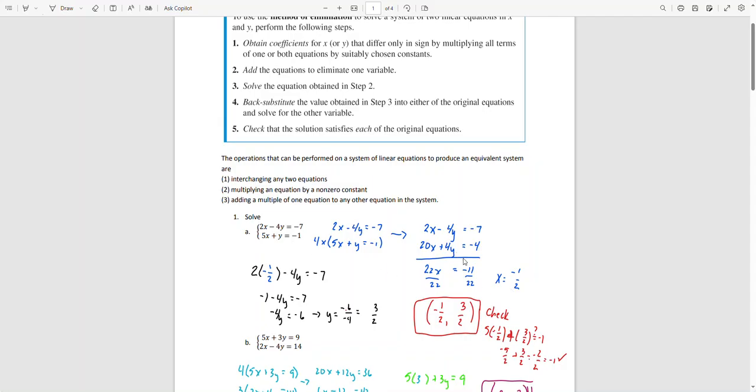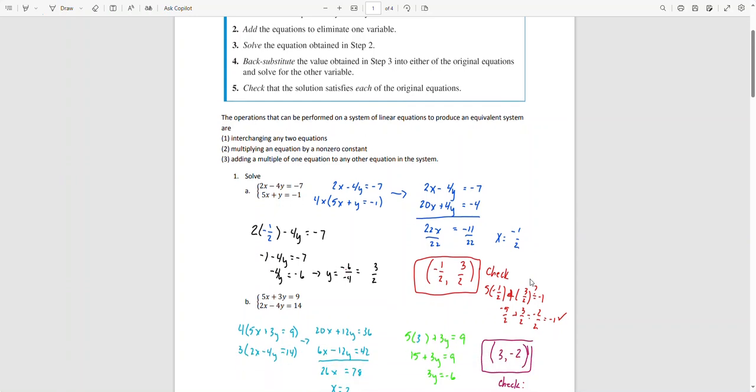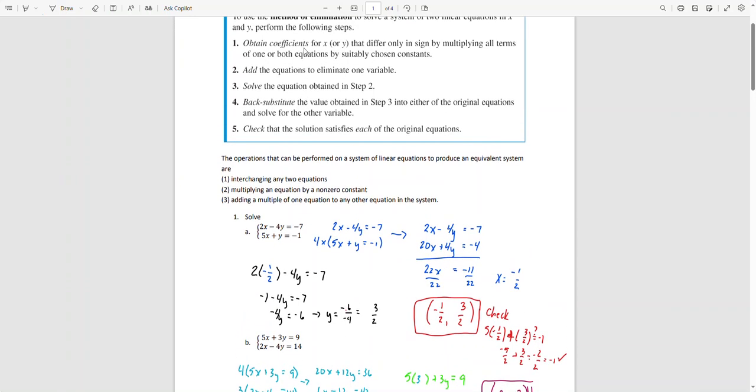All right, so in blue is my first step. It's kind of obtain coefficients for y that are the same, 4, differing only in sign. And then we added them, and then we solved them. So that's actually steps 1 through 3 right here in blue. Now I'll pick either equation. I decided to go with the one we didn't change, 2x minus 4y equals negative 7. Instead of x, I'll use the negative 1/2 that we found. This is our back substitute step. 2 times a negative 1/2 is a negative 1. Minus 4y equals negative 7.